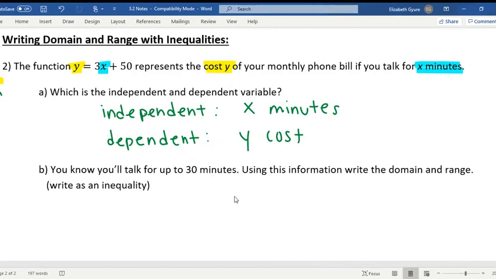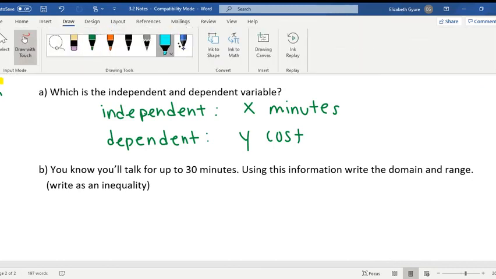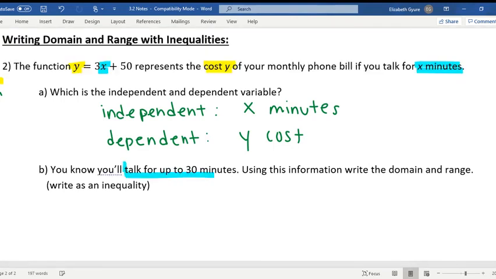Using this information, write the domain and range. This time it's going to be an inequality because what does anyone notice? What's the key word in this problem that says, hey, this should be an inequality and not just set values? Anyone notice? Well, yeah, besides the part where I actually tell you to write it as an inequality. Annalise, I heard you were saying something. Yeah, this part here that says you'll talk for up to 30 minutes.